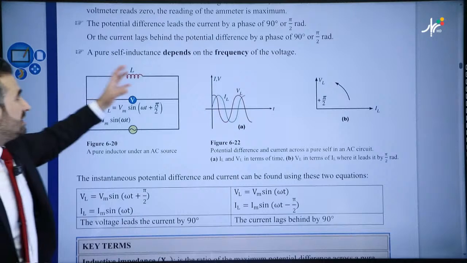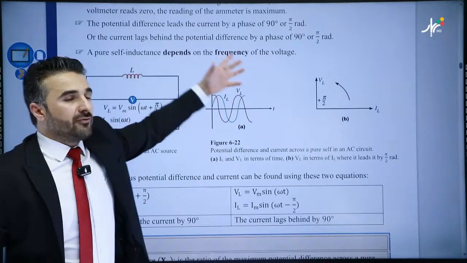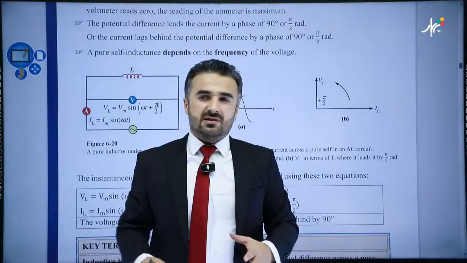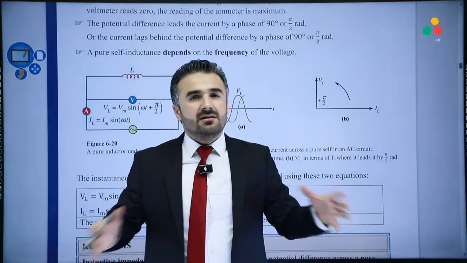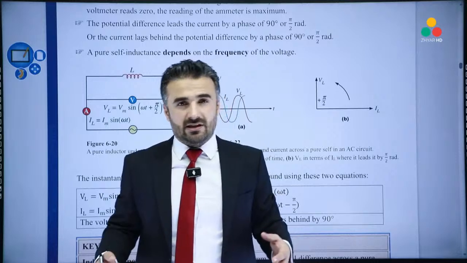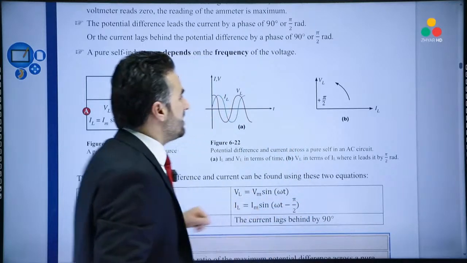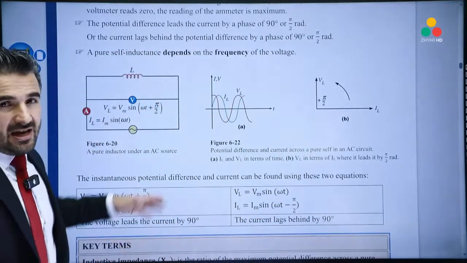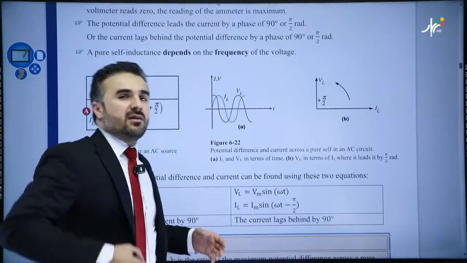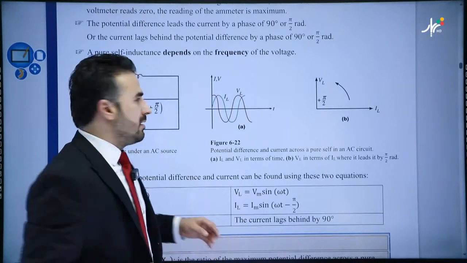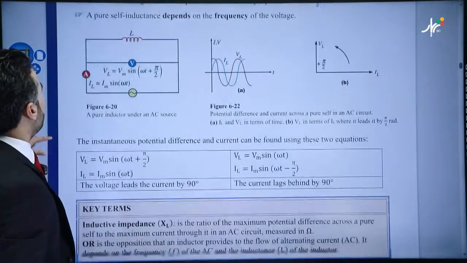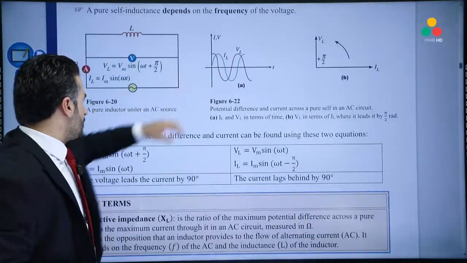And a pure self-inductance depends on the frequency of the voltage. One thing we mentioned for the pure resistance circuit is that it doesn't depend on the frequency of the source, the frequency of the alternating current, but this one does. And we're going to see that it is directly proportional. In other words, the bigger the frequency, the greater the resistance will be. Okay, so take a look at this one. These are the circuits. We've mentioned this one as well.